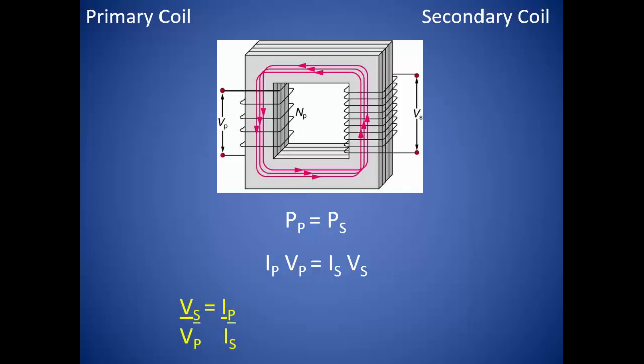This is nice because we can relate those two things within the transformer. Pay close attention to the subscripts here. The ratio of the secondary voltage to the primary voltage is equal to the ratio of the primary current to the secondary current. This allows us to relate the current back to the number of loops in each coil. With a little bit of algebra, we can determine that the ratio of secondary loops to primary loops is equal to the ratio of primary current to the secondary current.